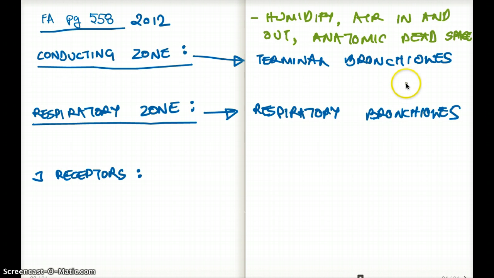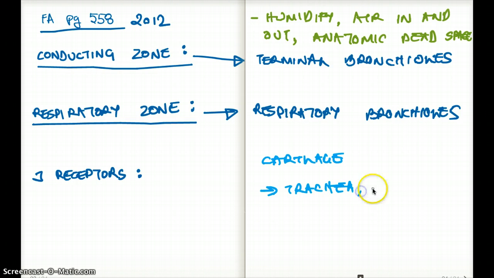Other things I want to talk about: until when do we see cartilage in our respiratory system? Where do we see cartilage? We see cartilage in the trachea and bronchi. We don't see it in bronchioles. Okay, we see it in trachea and bronchi. So that's about cartilage. What else do we have to know about this particular topic?